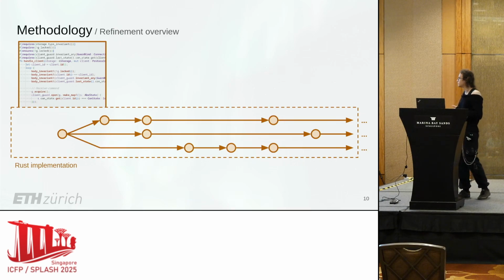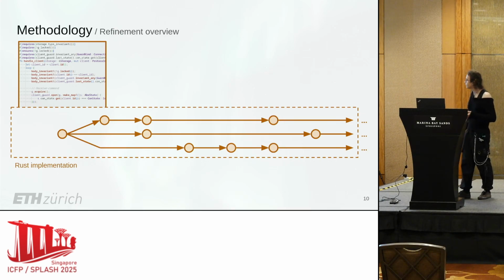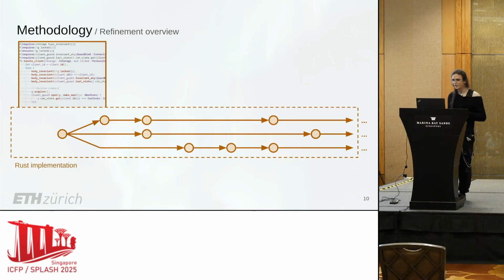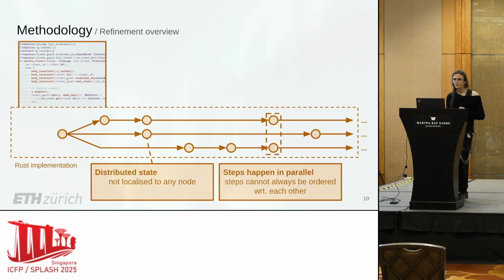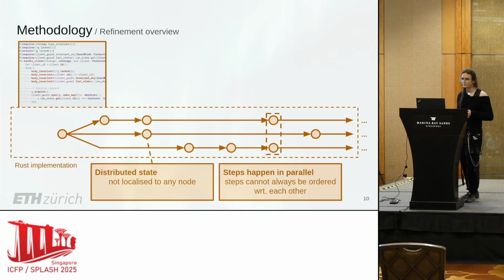And if this is a distributed system or a multi-threaded program, then what you actually have is multiple nodes where no single node has a complete picture of the full state, and the steps that these nodes are taking aren't well ordered with respect to each other. They happen in parallel.